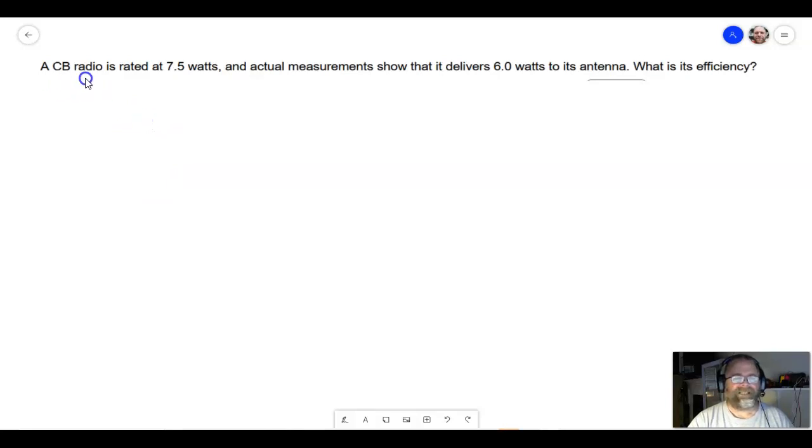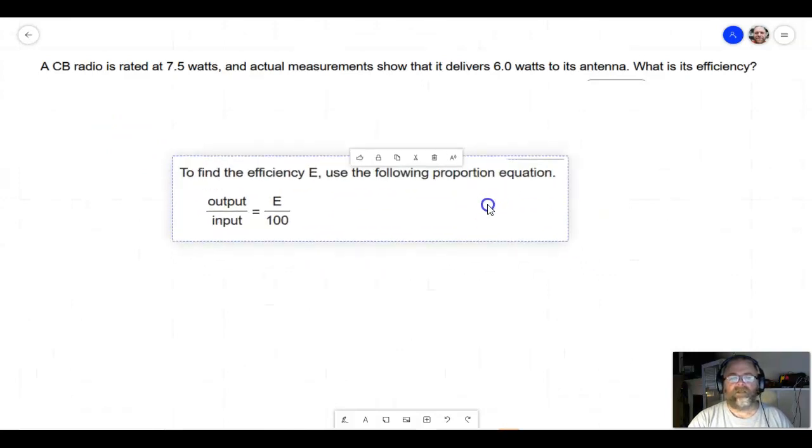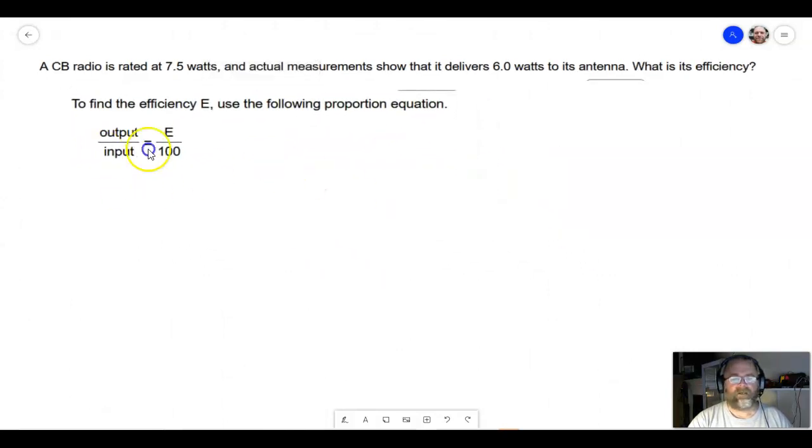So it says a CB radio is rated at 7.5 watts. And actual measurements show that it delivers 6 watts, or 6.0 watts, to its antenna. What is its efficiency? All right, well, if we look up the efficiency proportion formula, you can find it on page 63, and it looks like this right here. So to find the efficiency, we're going to use this one.